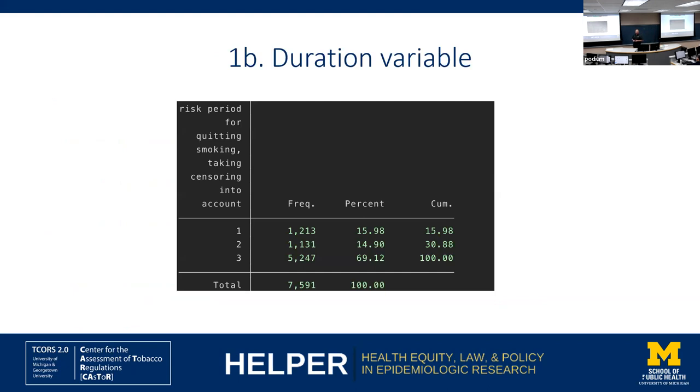It's just a duration variable. There's values of one, two, and three. Now you might be wondering what the one, two, and three actually represent. You know that the total represents all the people in the data set, 7,591.